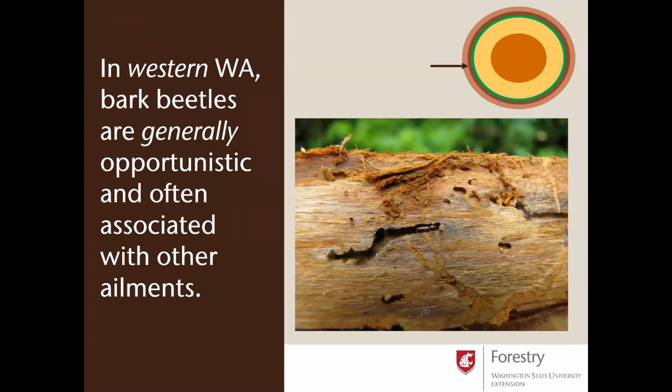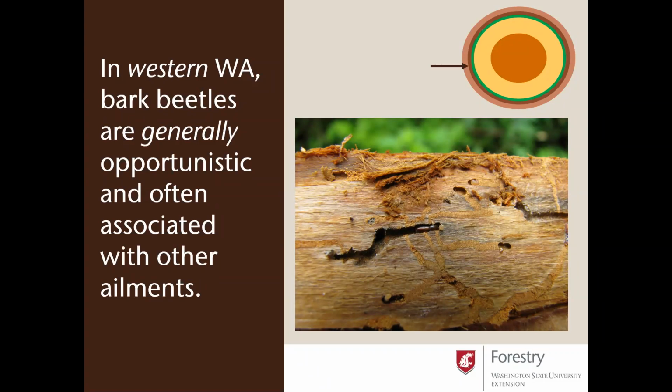Let's talk briefly about insects. Now, the insects tend to get the most attention because they get all the press. And you've probably heard in the news over the past decade of the bark beetle outbreaks and all the dead forests in eastern Washington and British Columbia, Colorado, throughout the inland west. Those are predominantly pine stands that have been attacked and killed by mountain pine beetle. On the west side, our bark beetles are generally opportunistic and typically associated with other ailments. So they're taking advantage of a tree that's being beaten up by something else.